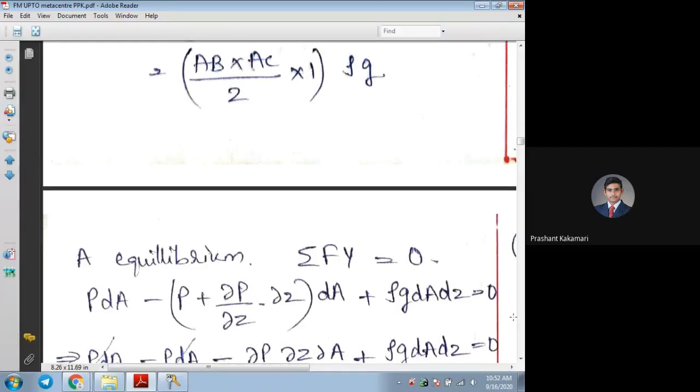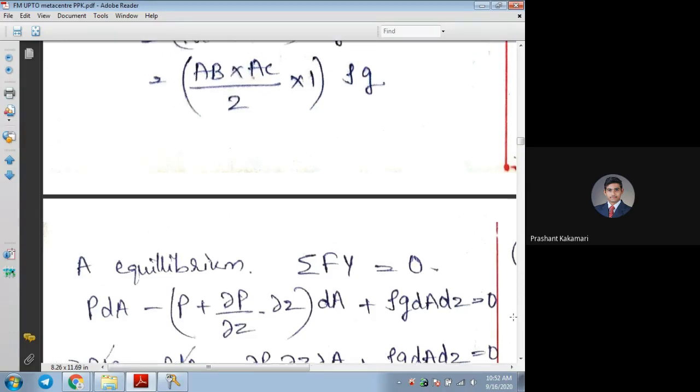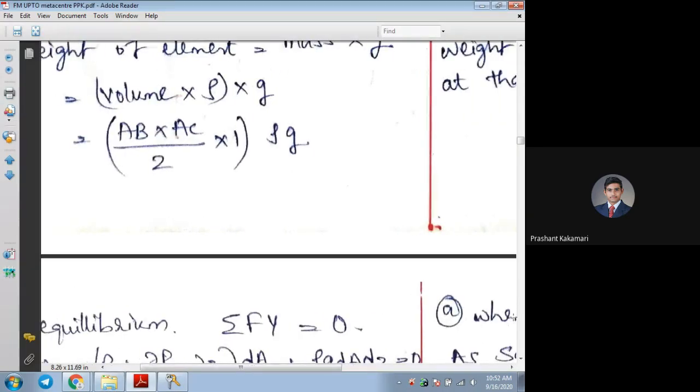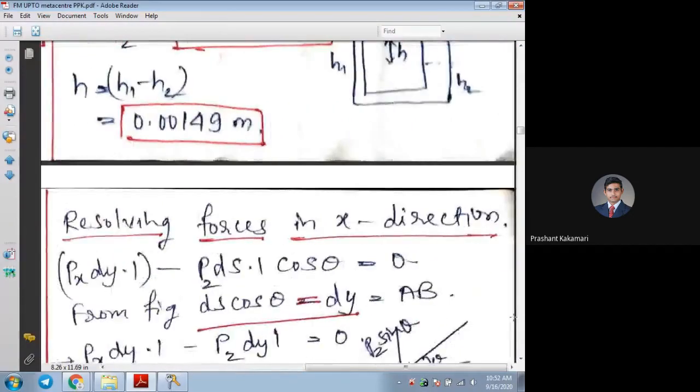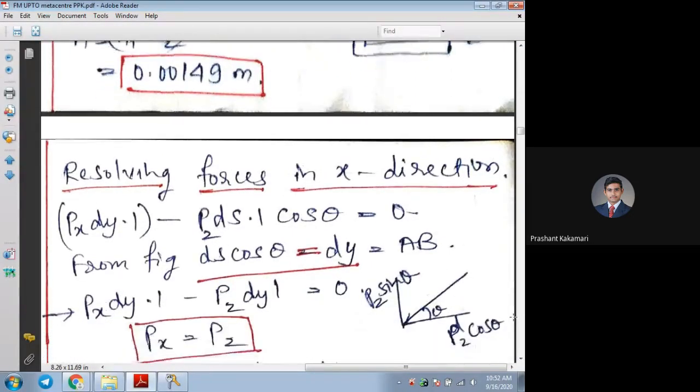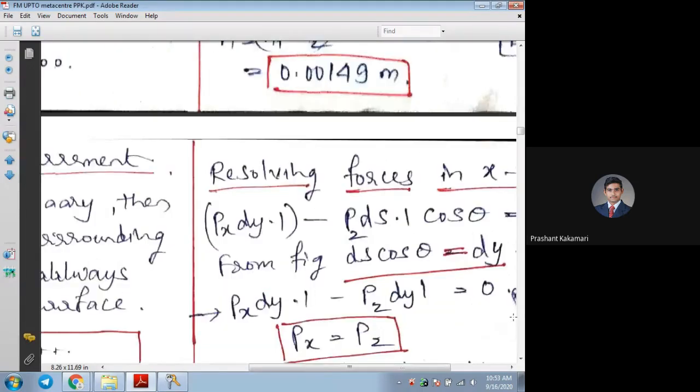So at equilibrium, the summation of all the forces will be zero. Here we are resolving all the forces in one direction. In the x direction, if we solve the equations, that is px dy into 1. Then pz is an inclined component, that's why we have taken cos theta. The x direction component will become pz ds into 1 is the force, into cos theta because of that angle.